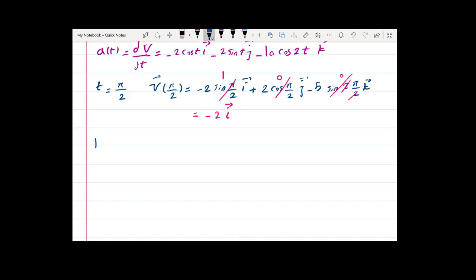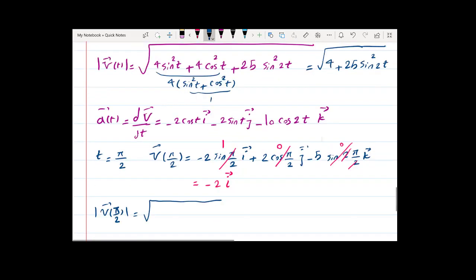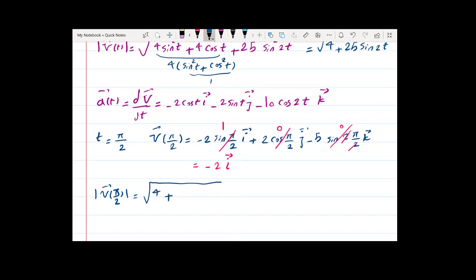The magnitude of the velocity vector, which is speed, at pi over 2: we plug in pi over 2, and it is equal to the square root of 4 plus 25 sine squared of 2 times pi over 2. Sine of pi is 0, so we have the square root of 4, which is equal to 2.